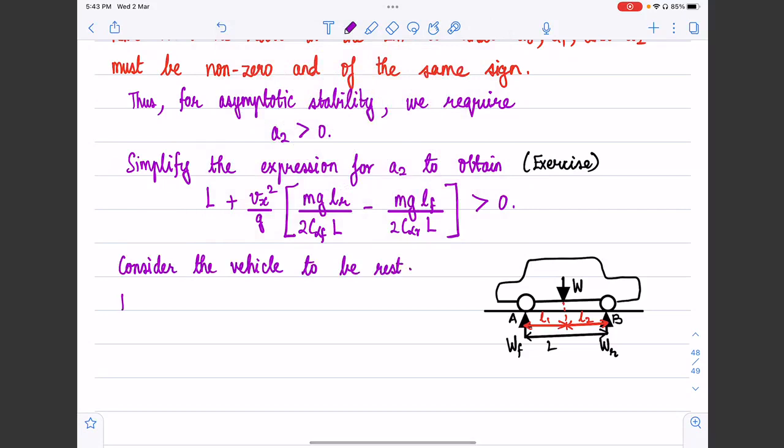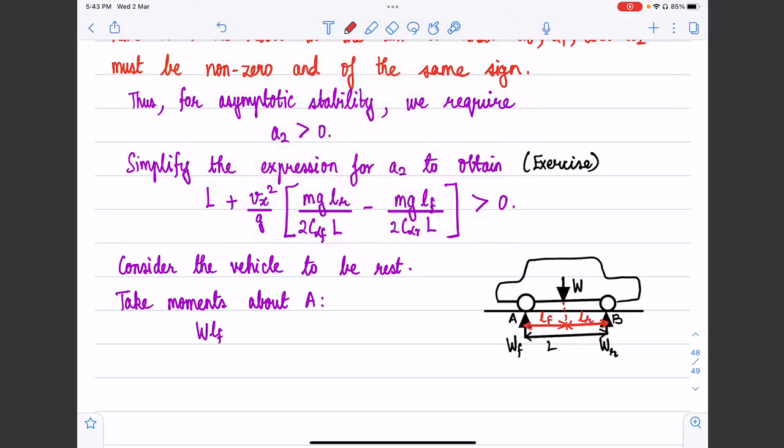If we take moments about point A, what's going to happen? We are essentially going to get W times L. Okay, this I'm calling as LF, LR. Sorry about that, there's a small change. In this derivation, we are calling it as LF, LR.